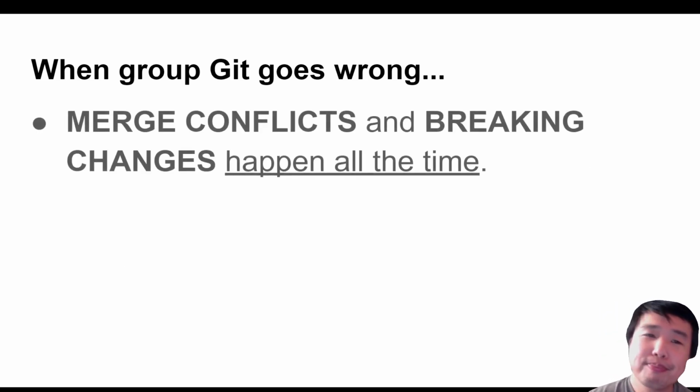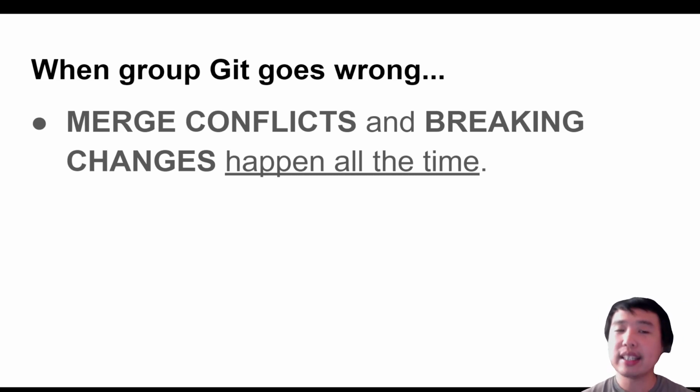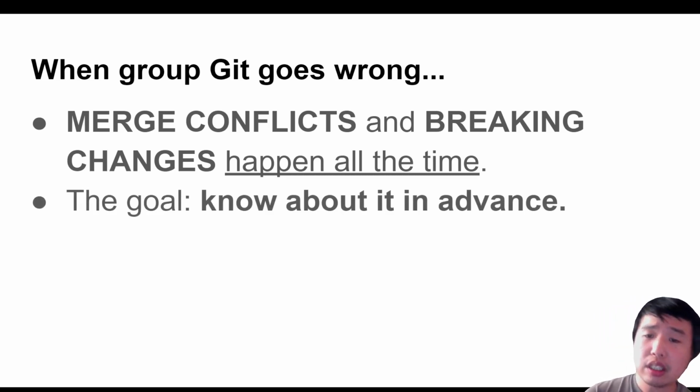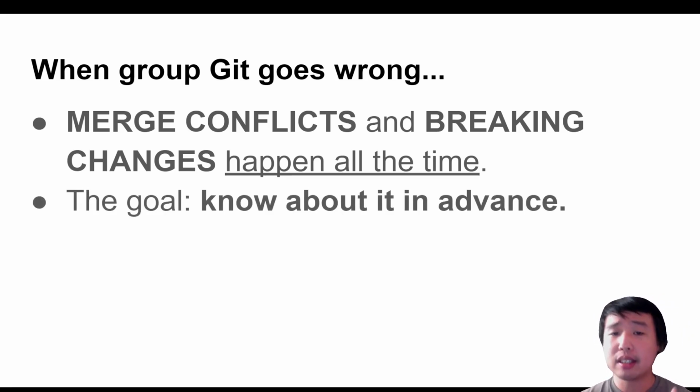So, in conclusion, merge conflicts and breaking changes will happen all the time. They're just a natural part of collaborating and development. You shouldn't be afraid of them and you shouldn't hate them. Instead, what you need to learn is how to expect them. You need to learn how to know about the merge conflict in advance so that you can deal with it in a productive way. Similarly, breaking changes are important.